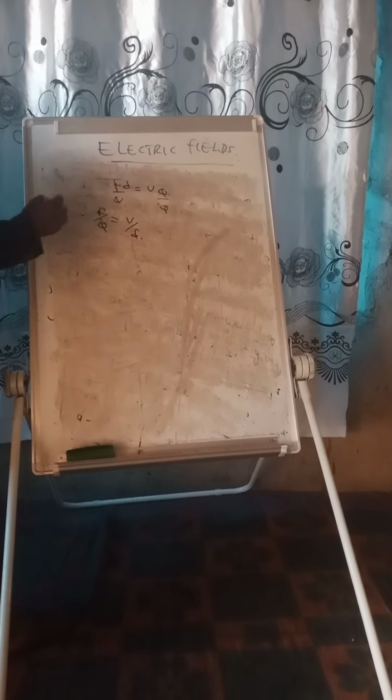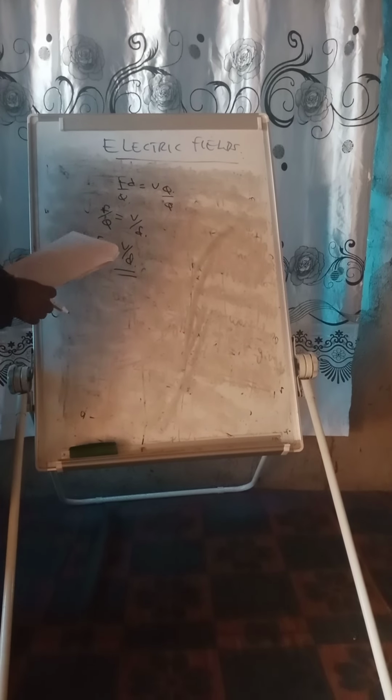So force per unit charge is electric field strength. So V over D. This is the equation we are required to show.